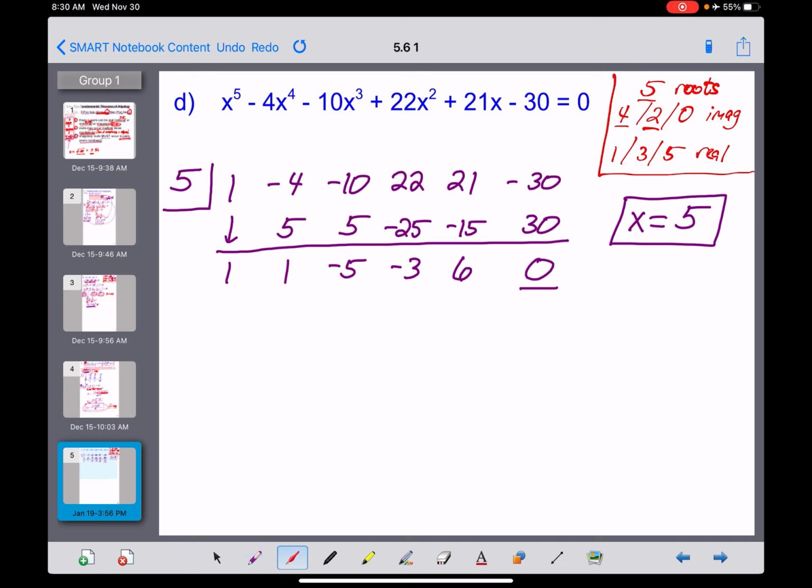Now, I'm going to ask you to do me a favor. Don't write down what I'm about to do. But the quotient we just came up with has a degree 1 less than 5. So this is really 1x to the 4th. Again, I would not write this if I were you guys. Plus a 1x cubed minus a 5x squared minus 3x. And then that would be a plus 6. So this is the new polynomial that we have to work on.